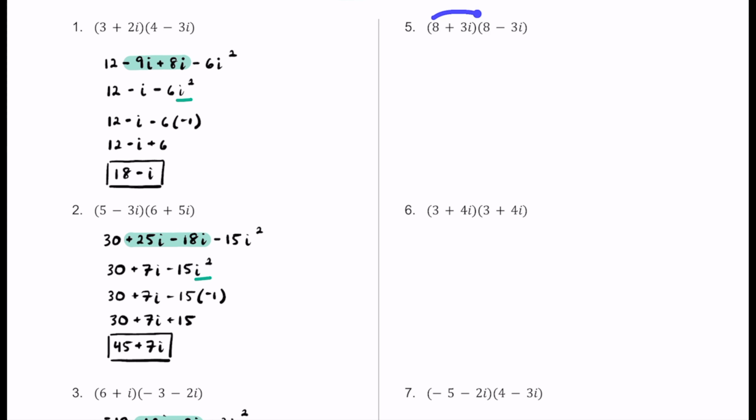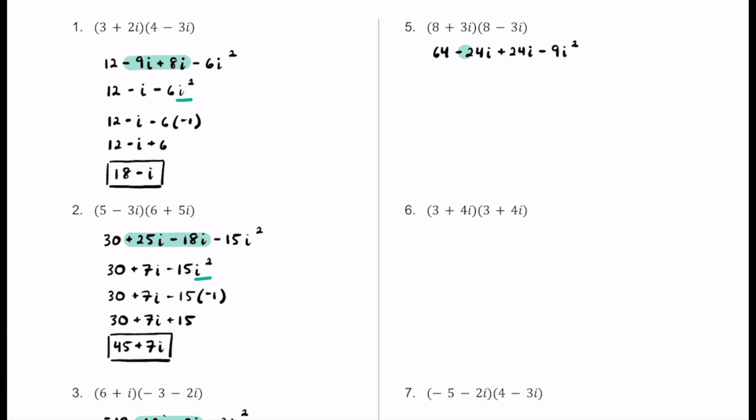Starting off, we'll multiply 8 times 8, and that's going to be 64. We'll start with that. Then 8 times this negative 3i, that's going to be negative 24i. Okay. Next, we're going to take this 3i multiplied by 8. That's going to be positive 24i, so plus 24i. And then finally, 3i times negative 3i, that's going to be negative 9i squared.